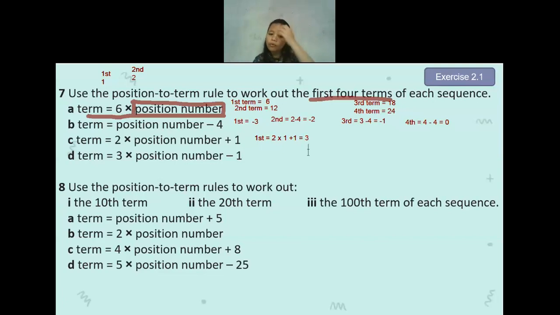Is there anyone who is confused, or maybe my explanation is still confusing? No? Okay, so let us find the second term. The second term will be 2 times 2, and then plus 1, which is equal to how many? 5. Okay, good job. And then for the third term, how many will it be? 2 times 3, plus 1.